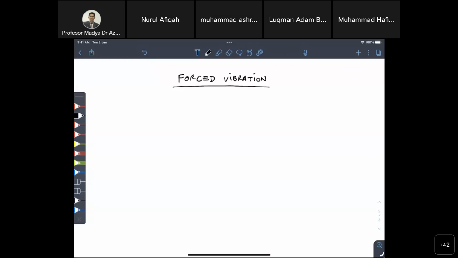Okay, so what you have learned in the previous chapter, which is free vibration, is from here, from free vibrations. What you did is you derive K equivalent, M equivalent, and C equivalent, and from here you can have the natural frequency.